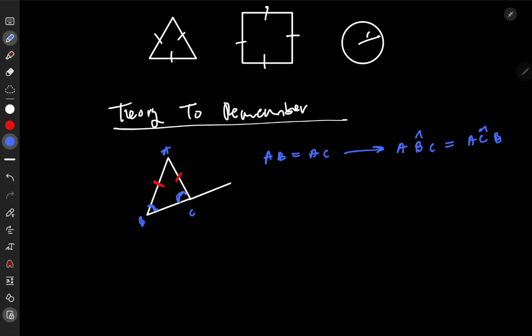Look, that's nice. That's very nice to know. We should remember that. Also, we could say angle ABC, this angle again, added to angle BAC, this angle, should give you this one. Should be equal to angle, let me just call it angle C, this angle here.